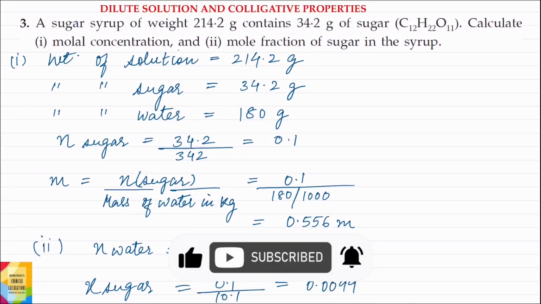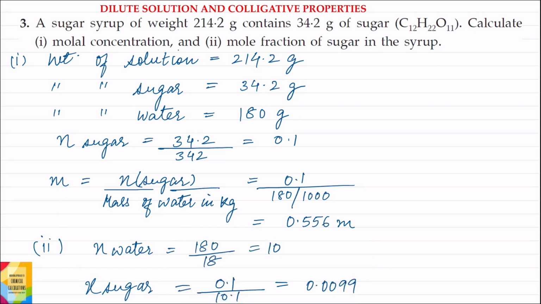Question 3. A sugar syrup of weight 214.2 gram contains 34.2 gram of sugar. Molecular formula of sugar is C12H22O11. Calculate first molar concentration and second mole fraction of sugar in the syrup. Sugar syrup और solution of sugar in water, उसका weight given है, sugar का weight given है, sugar is the solute, water is the solvent.